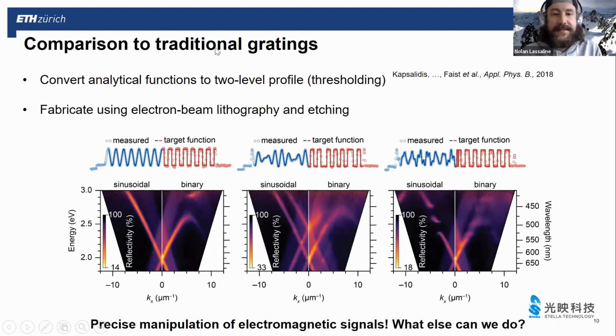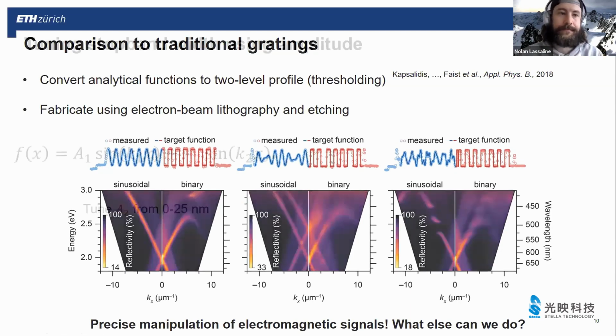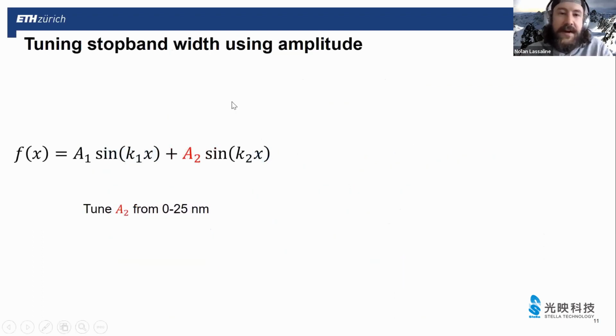And so what this shows us is that with our Fourier surfaces, we can precisely manipulate electromagnetic signals in some way that we would like to take advantage of. And we can do this relatively easily based on Fourier mathematics. And now that we can just simply do this, the question is, what else can we do? And one thing we can do is with these stop bands, which are important for many applications, we have free control over the width of these stop bands.